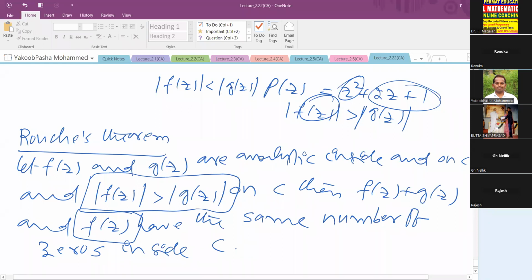In this case, we say that the number of zeros of f of z plus g of z has the same number of zeros of g of z.